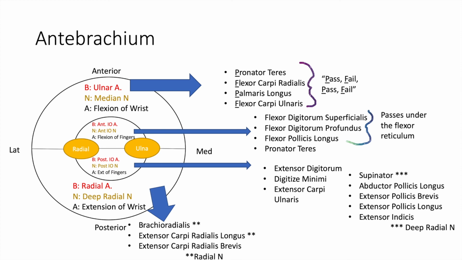Supinator, abductor pollicis longus, extensor pollicis brevis, extensor pollicis longus, and extensor indicis are also in the deep compartment, and the supinator is innervated by the deep radial nerve. So it really helps to know what compartments they go into. It wasn't as important maybe with the brachium because there are only a few muscles, but with these, if you know what compartment they go into, it makes it so much easier to know what the blood supply is and what the nerve is.